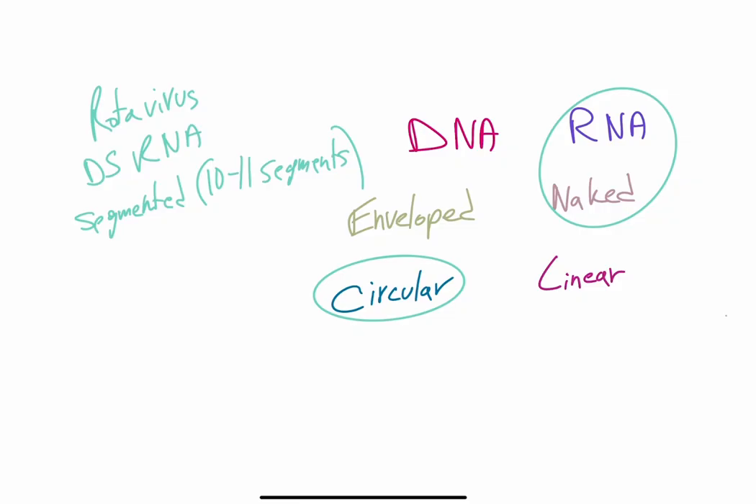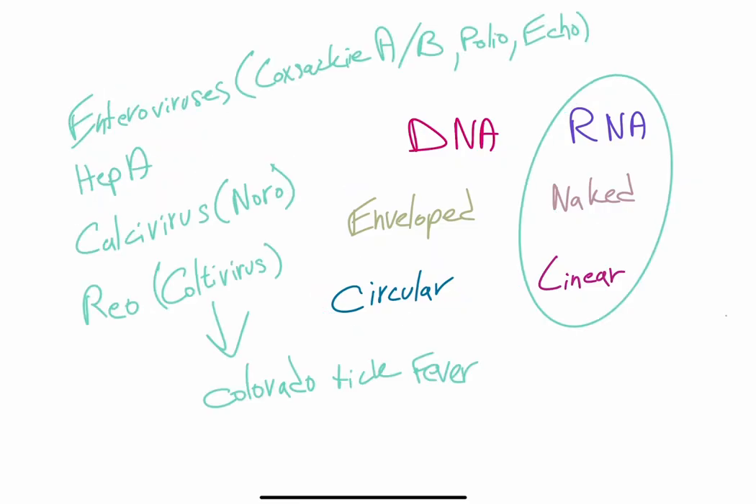Now, as far as RNA, naked, and linear, this includes enteroviruses such as Coxsackie A and B, poliovirus, and echovirus. We have hepatitis A virus, caliciviruses. An example of this would be norovirus. We also have reoviruses, such as coltivirus. This causes Colorado tick fever.